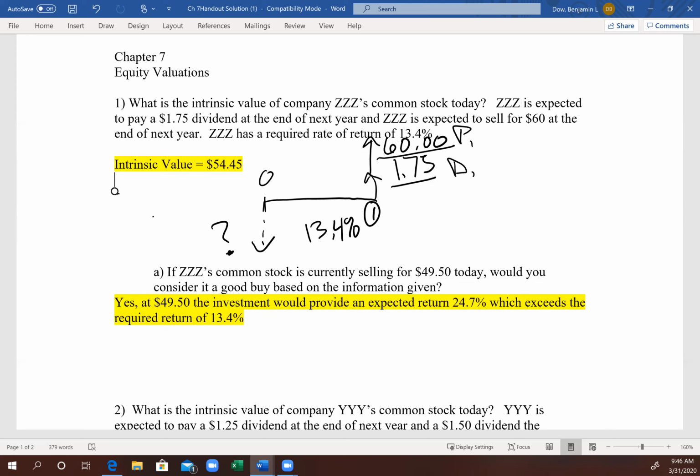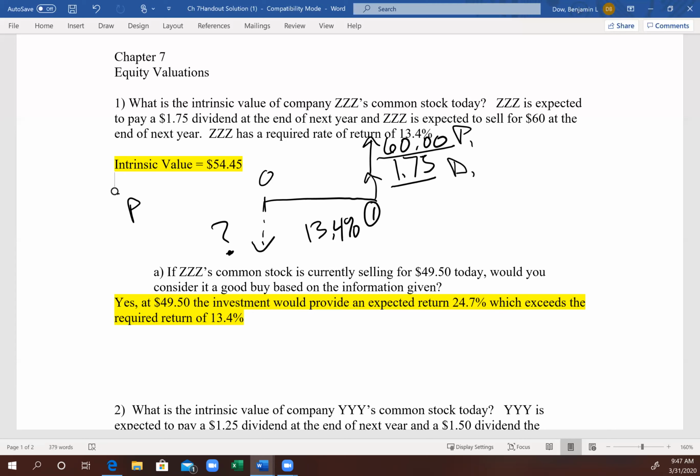Okay. So finding that is pretty easy. You can use your calculator. You can use net present value. I showed some of you how to use that. You can do it by hand. Okay. P0 is equal to, or we can even use PV.